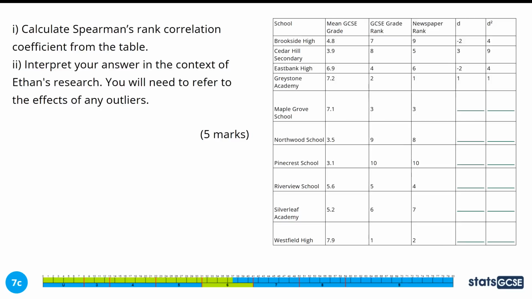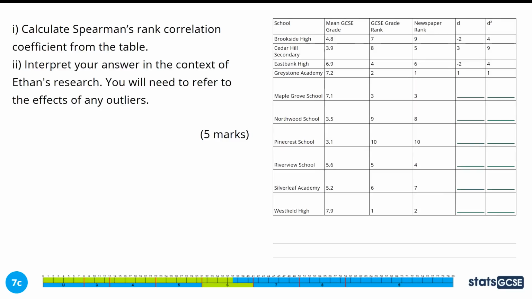Part 1. Calculate Spearman's rank correlation coefficient from the table. To start, we're going to have to work out the D and the D squared column. To do this, we just subtract the rank. So 7 take away 9 is the minus 2 there. 8 take away 5 is 3, etc. So we've got 3 take away 3, which is going to be 0. 9 take away 8, which is 1. 10 take away 10, which is 0. 5 take away 4, which is 1. 6 take away 7, which is minus 1. And 1 minus 2, which is minus 1.